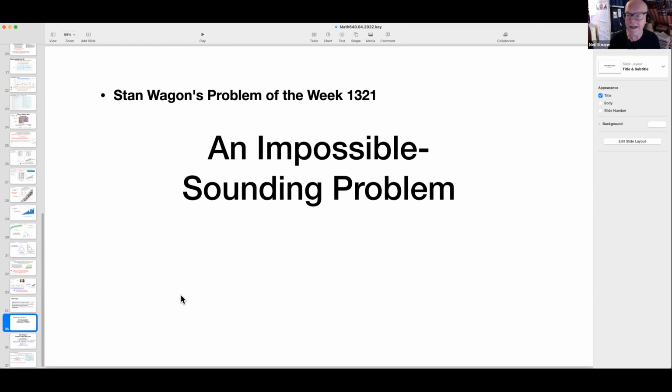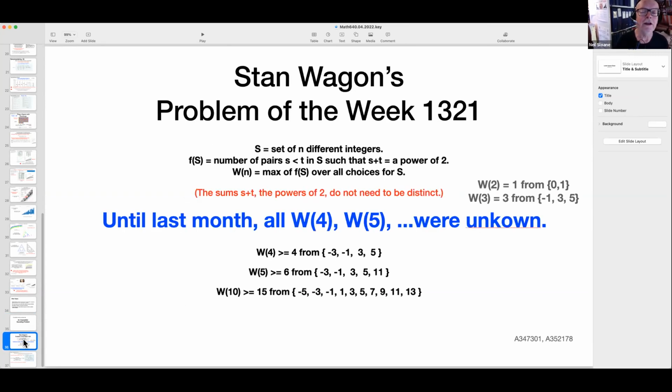The problem of the week. Now it's not every week anymore, but problem of the week 1321, an impossible sounding problem. And here's the problem. You want to pick a set of n different integers, such that the sums of pairs, every sum s plus t, is a power of 2. As many as possible are powers of 2.